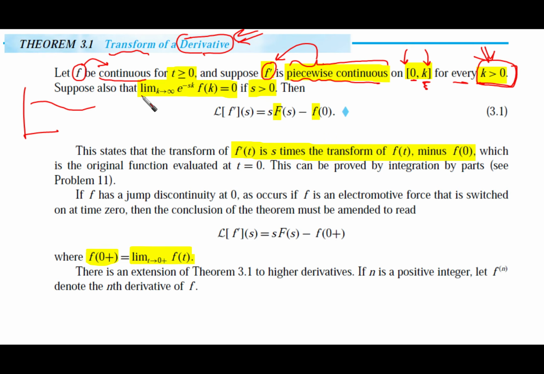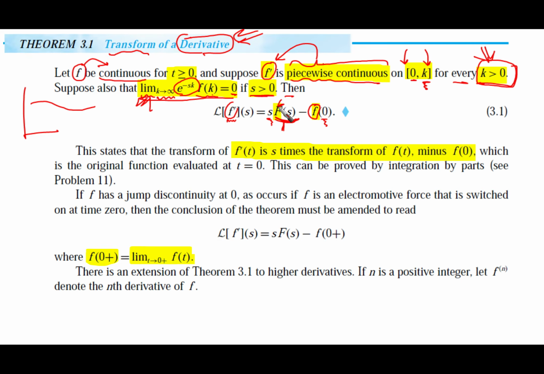Suppose also that the limit of f of k, the function at k, multiplied by e to the power minus sk, as k approaches infinity, is equal to 0. This is a kind of condition. Okay? Do not think too much about this condition. We are going to understand the procedure later. If s is larger than 0, then the Laplace transform of the derivative is going to be s times the Laplace transform of the main function minus the function itself at point 0.